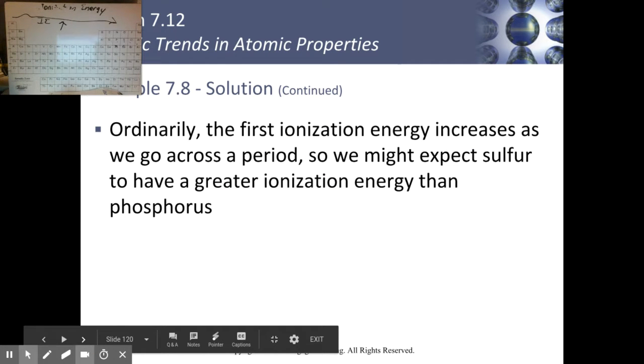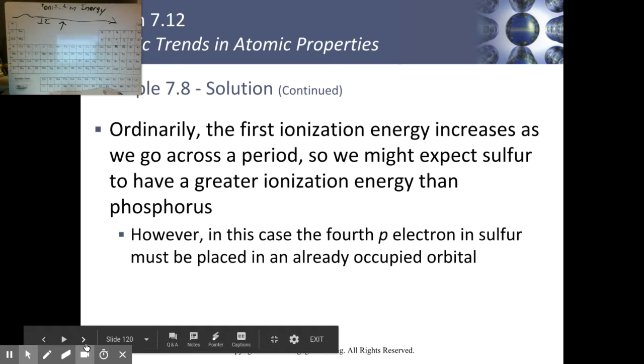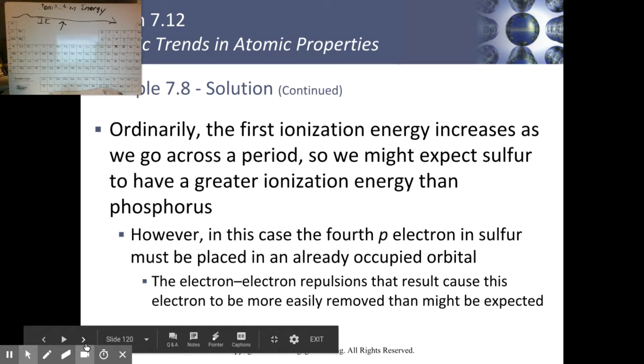Ordinarily, the first ionization energy increases as we go across a period. So that's what we would expect, right? However, in this case, the 4th p electron in sulfur must be placed in an already occupied orbital. So the electron-electron repulsions that result cause this electron to be more easily removed than might be expected.